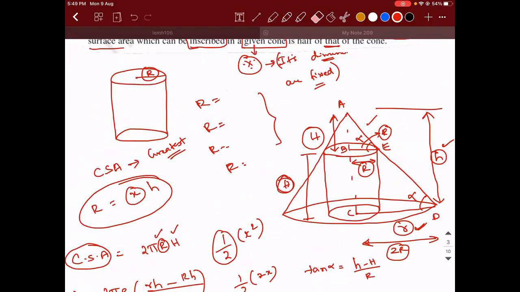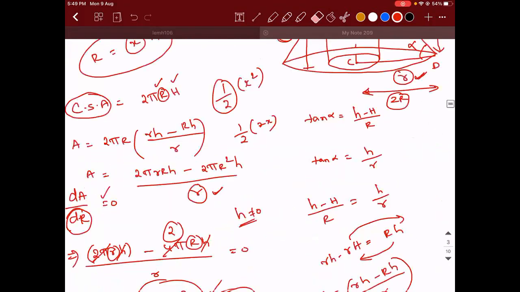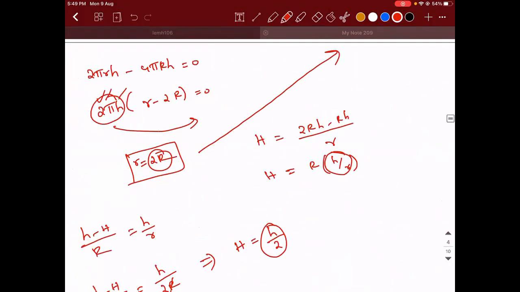So there is nothing to do with the heights. That is what I was thinking. So capital R is equal to r by 2. So the radius of the cylinder is equal to half of the radius of the cone. Half of that of the cone. I thought half of the height of the cone.